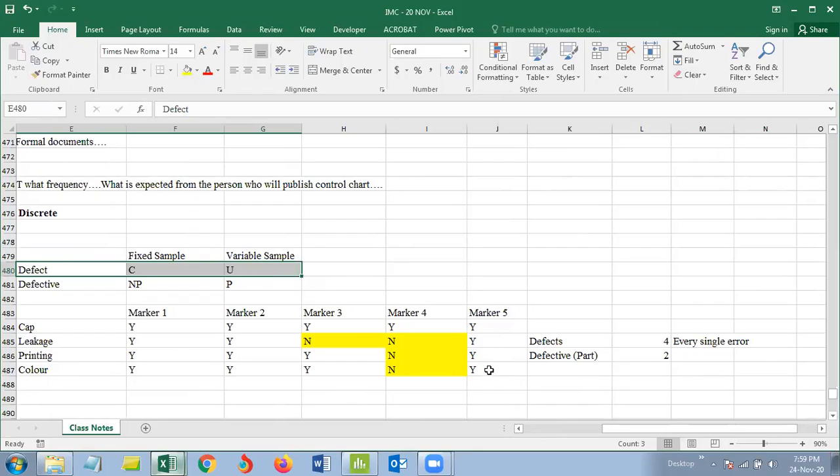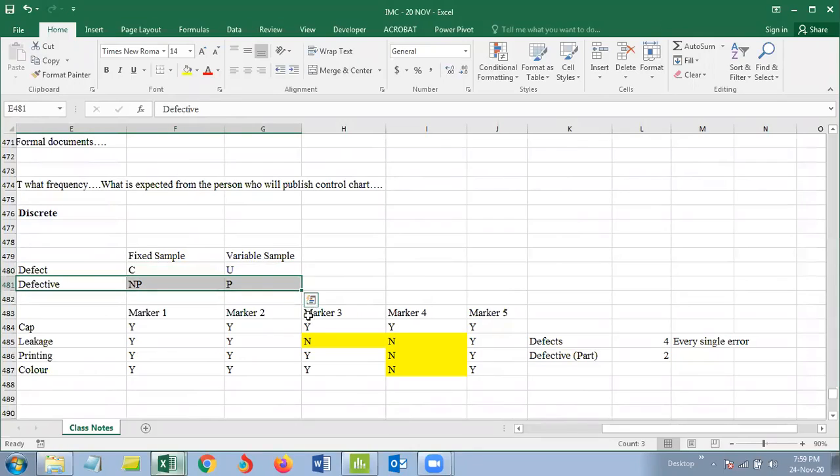But if your organization is working on reducing the count of defective parts, say we manufacture 100 parts, how many defective parts are there? We want to reduce that, the count of defective parts. Then we will be working on defective parts like this one.